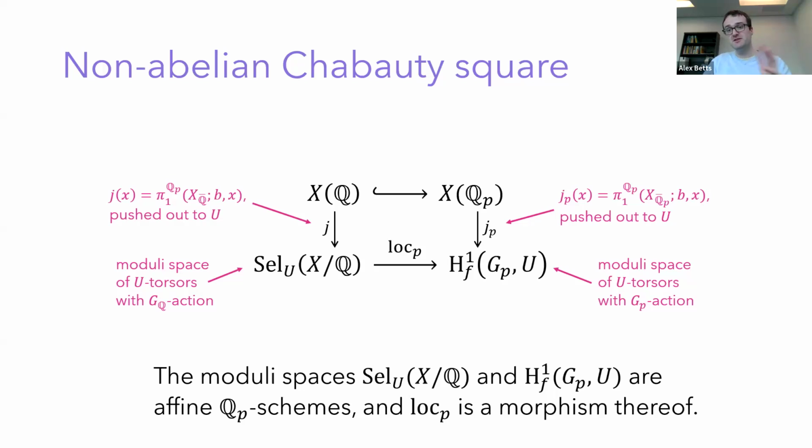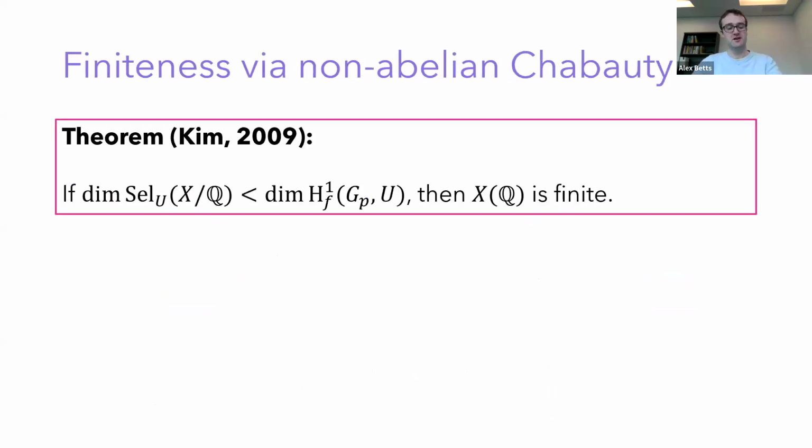The way you can leverage this to say anything about rational points is this: because these local and global Selmer schemes are schemes, one can talk about their dimension. And the big theorem which allows you to access finiteness via these methods is that if the dimension of the global Selmer scheme is strictly less than the dimension of the local Selmer scheme, then you know that the set of rational points is finite.